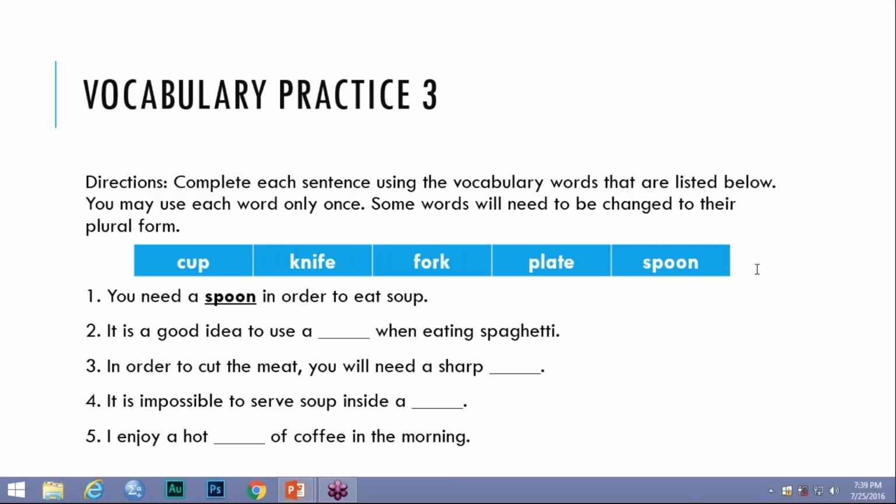The answer is fork. Fork, un cubierto, right? It is a good idea to use a fork when eating spaghetti. Spoon is for soup. Fork is for spaghetti. Okay? And then spoon, cuchara, fork, cubierto, soup, sopa, y spaghetti. Ya sabemos eso. Right? Okay, good.